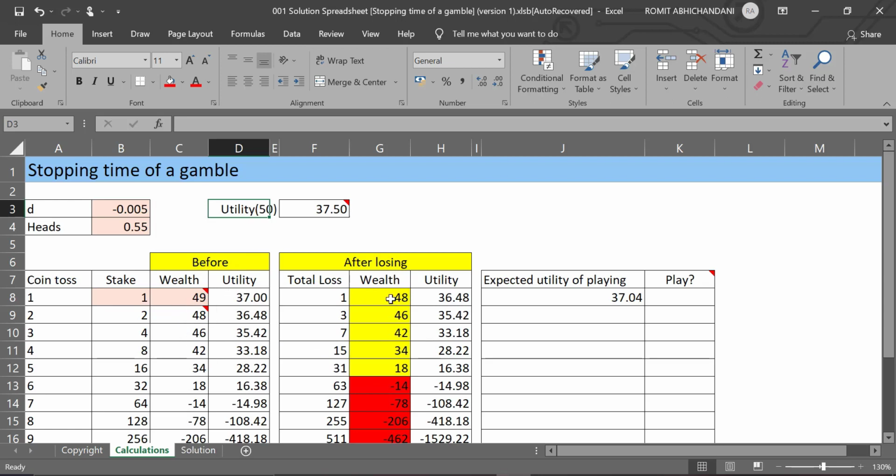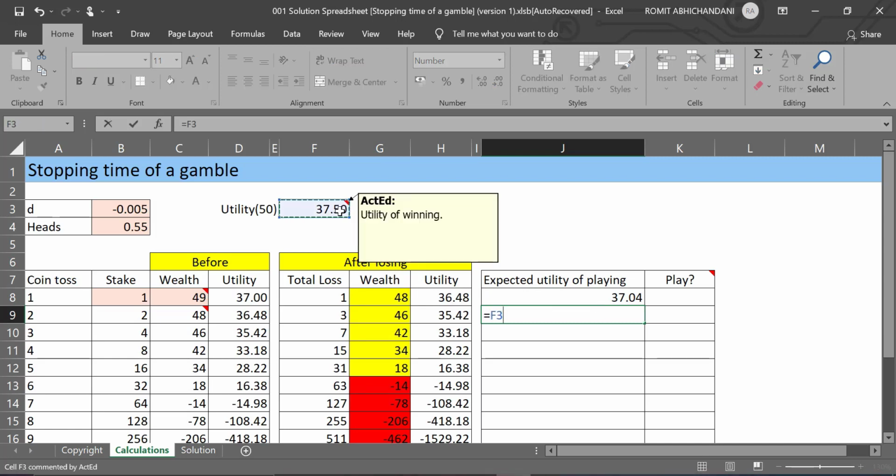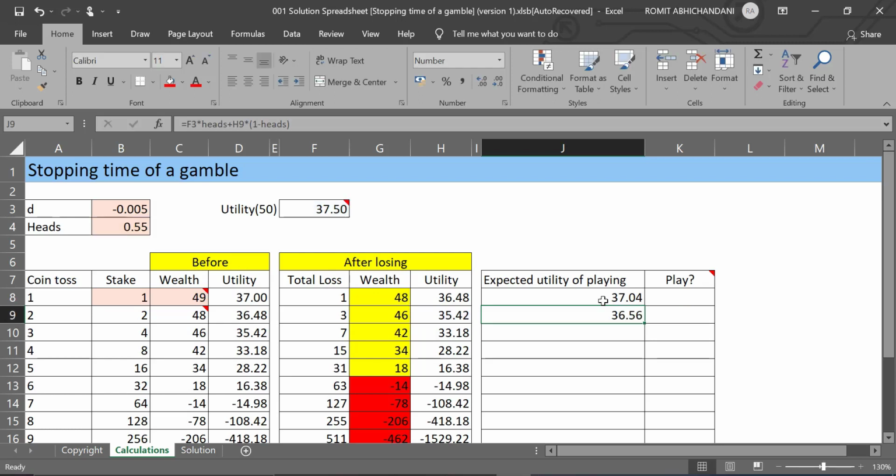If I lose, the wealth is changing, right. So I can actually build an intuitive formula. For the second one, you will see, if I win, I get to 50, my utility will be 37.5, and the probability will be the probability of heads. Plus, if I lose, my utility will be 35.42, and the probability will be 1 minus the probability of getting heads, right. So we see a pattern: every time winning it stays the same, it's always F3. So I can make this fixed, so I'll just press F4 and make this fixed, and everything else just keeps on changing. Heads is obviously fixed.